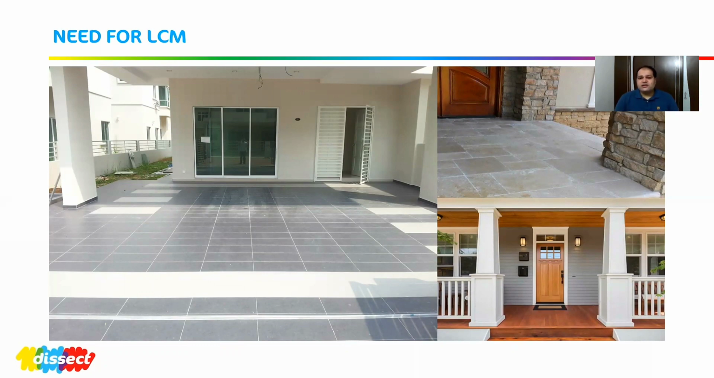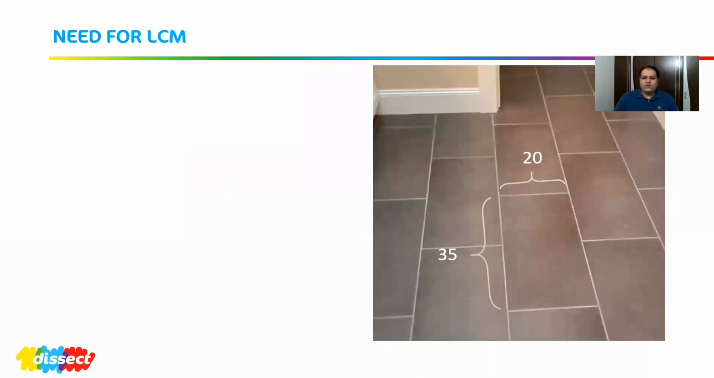If that is the situation, then how would you decide how much porch you want to keep so that no matter what orientation you keep for the tiles, you don't have any problem, no wastages? The tile would fit properly whether it is arranged horizontally or vertically. How do you do that? So this is a problem which can be solved using LCM. Let us see how we can do it.